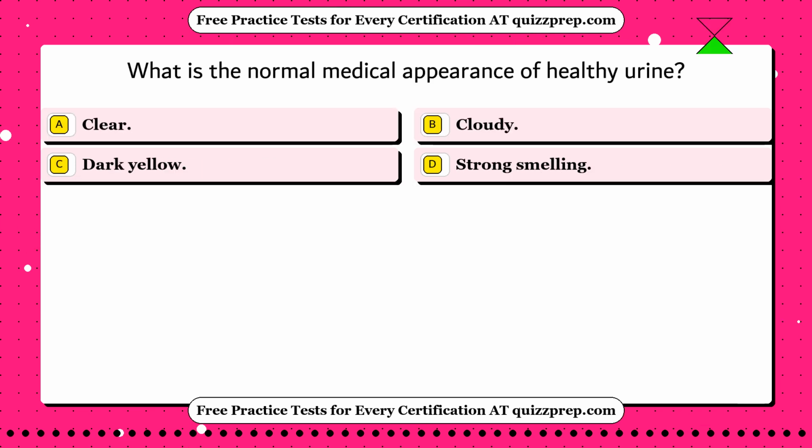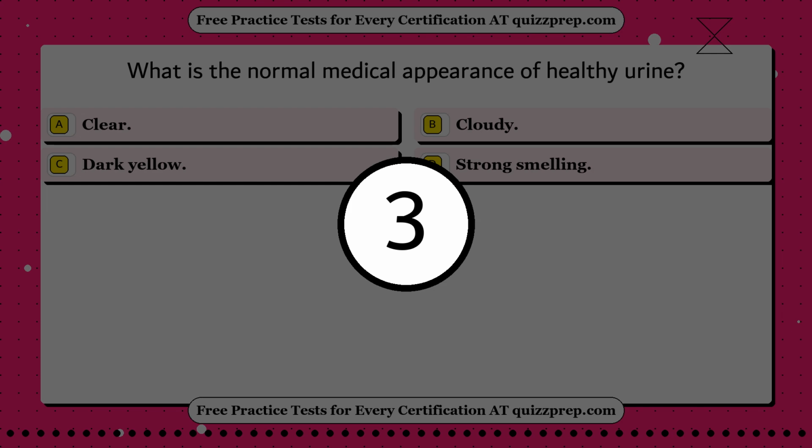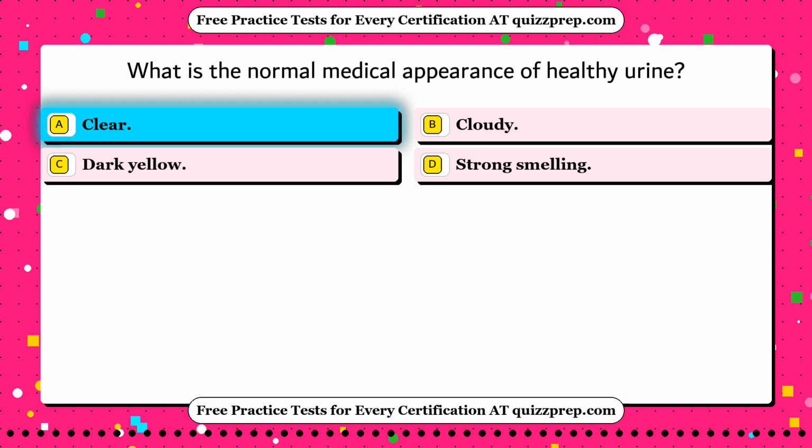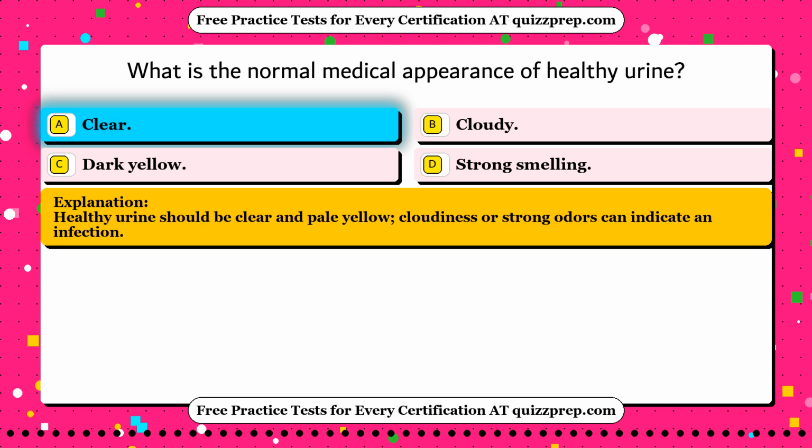Question 49. What is the normal medical appearance of healthy urine? Option A, clear. Option B, cloudy. Option C, dark yellow. Option D, strong smelling. The correct answer is option A, clear. Healthy urine should be clear and pale yellow. Cloudiness or strong odors can indicate an infection.